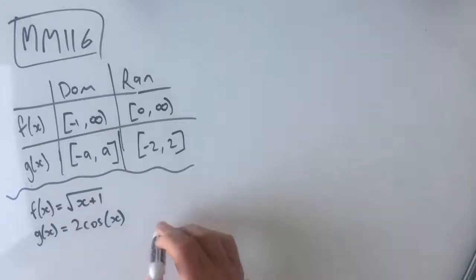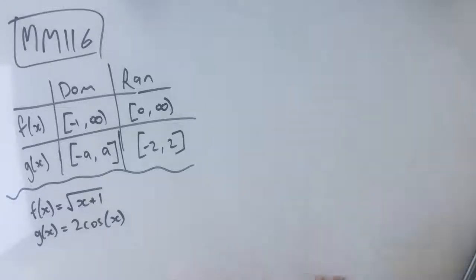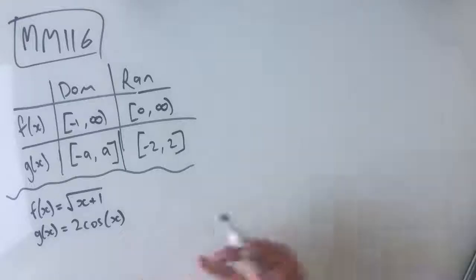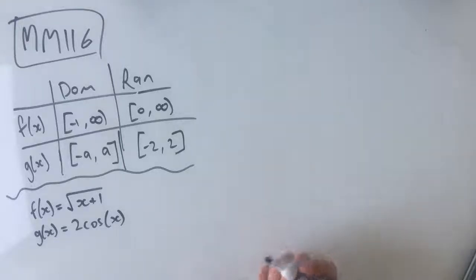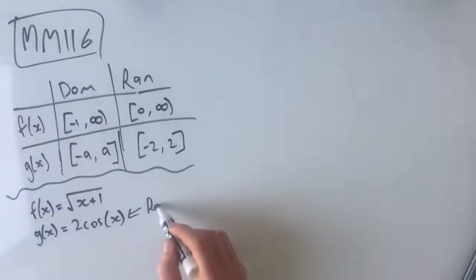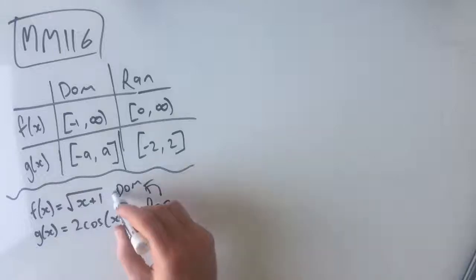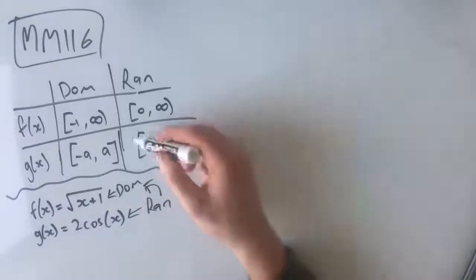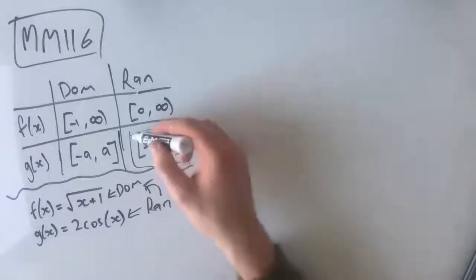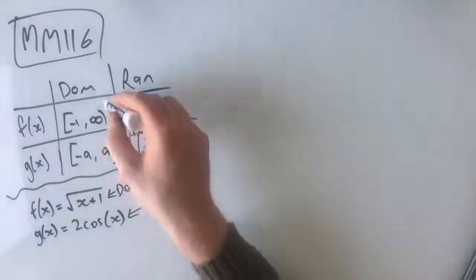So if f of g of x exists, this is our composite function rule, I guess. If f of g of x exists, the range of this must be a subset of the domain of this, okay? So this bit here must be a subset of this.